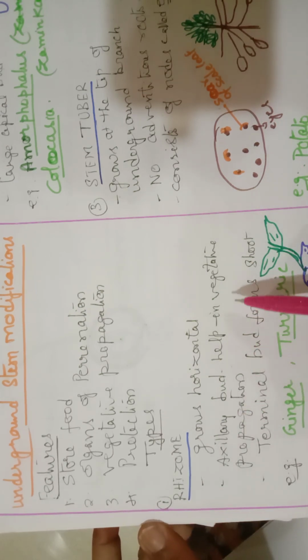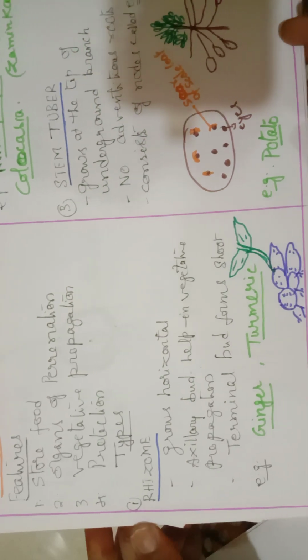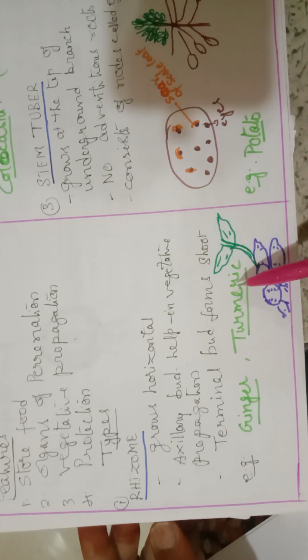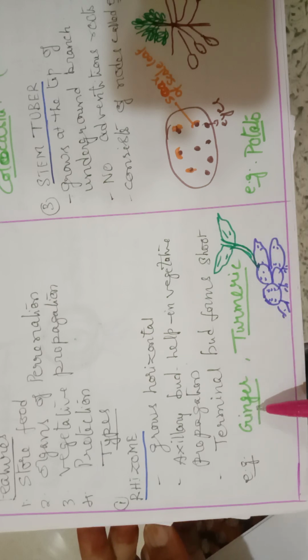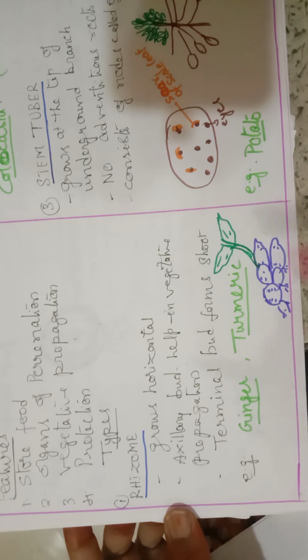So here axillary bud helps in vegetative propagation, and terminal bud grows to a shoot. It forms an aerial shoot. So here we can see in the diagram the terminal bud. Wherever the aerial shoot is coming, that will be the terminal bud. And ginger propagates by these axillary buds. Here we have 2 examples, ginger and turmeric.